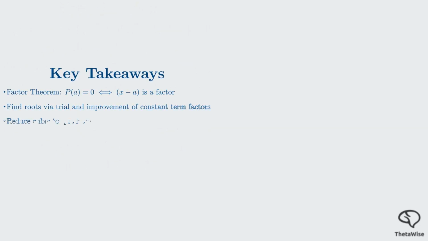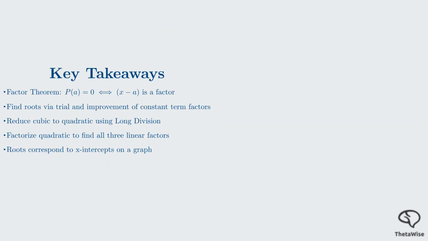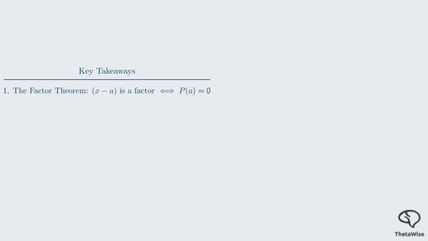Here are the key takeaways from today's lesson. To summarize our lesson on the factor theorem, the factor theorem states that x minus a is a factor of a polynomial if and only if p of a equals 0. This is your primary tool for breaking down higher-degree expressions.